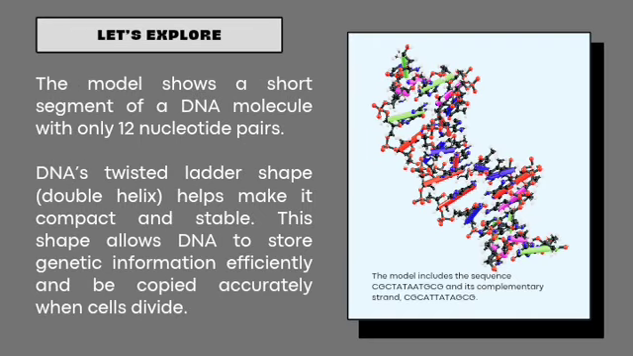Let's explore. The model shows a short segment of a DNA molecule with only 12 nucleotide pairs. DNA's twisted ladder shape, the double helix, helps make it compact and stable. This shape allows DNA to store genetic information efficiently and be copied accurately when cells divide.